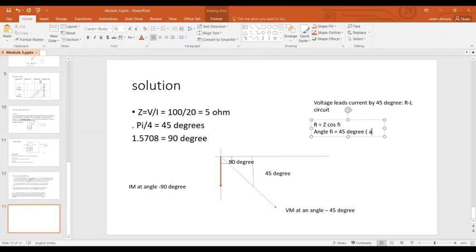So that's nothing but the angle between Vm and Im, right? That's what I'm writing. So R is equal to Z cos phi. You got Z as 5 ohms into cos 45 degree. It gives basically a 45 degree angle. What's the answer? 3.53.